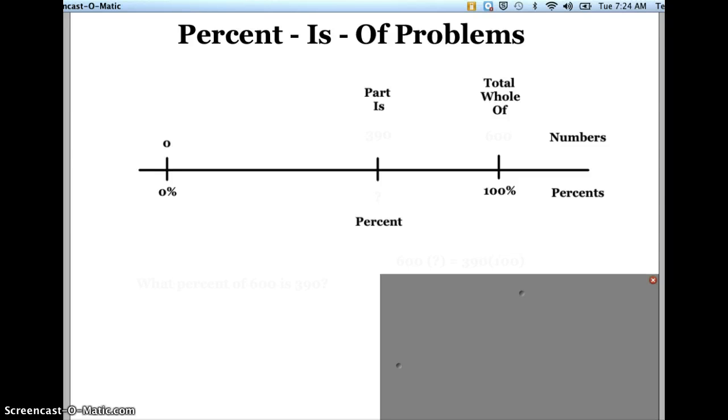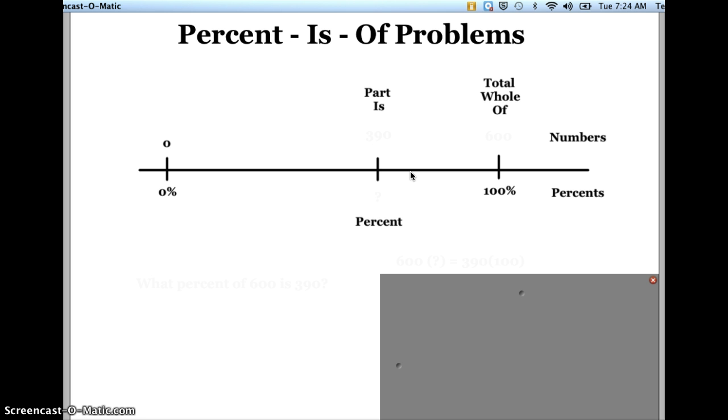Okay, Oak Rovers, this is going to be a video that's going to help you set up and solve proportions in what I call percent is and of problems. Now, if you look at what I have written down already, this is what I call a double number line. That's what I did with the other proportions, the part to part and the part to whole ratios. I made a double number line.